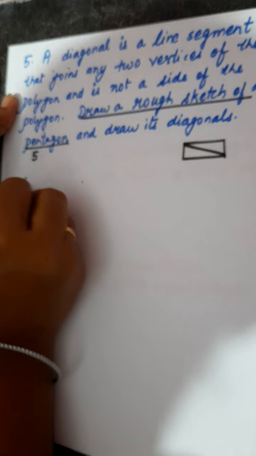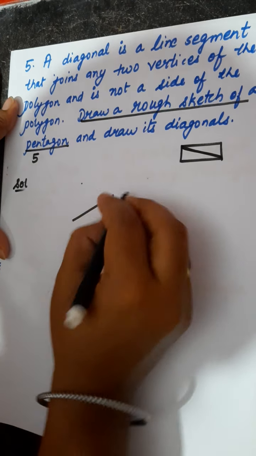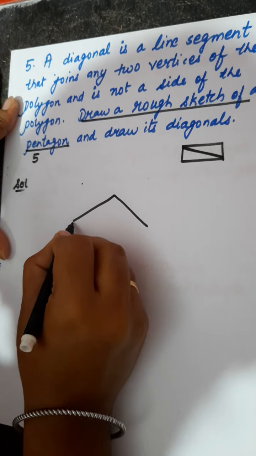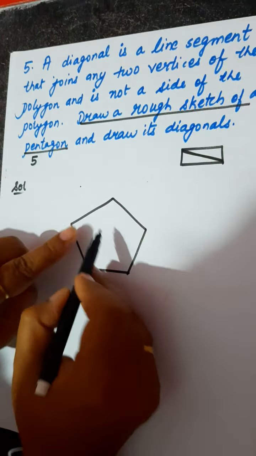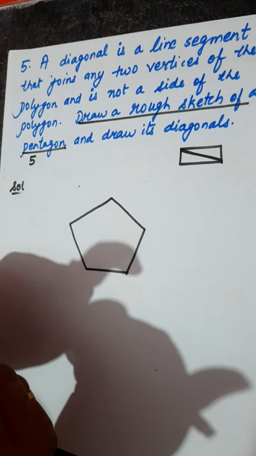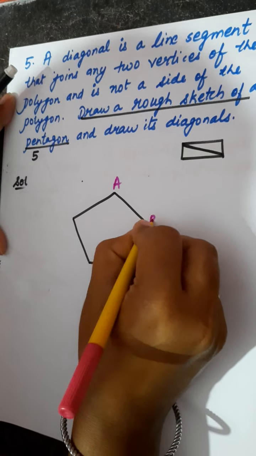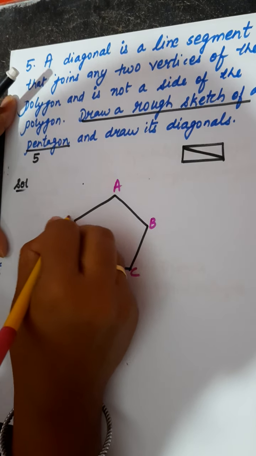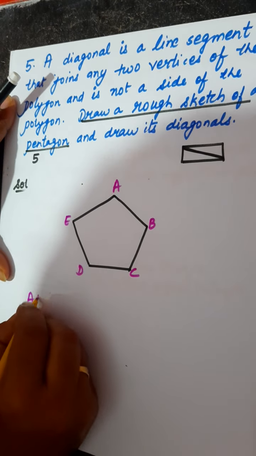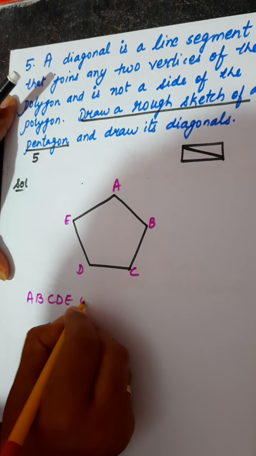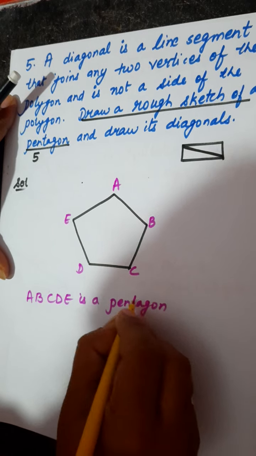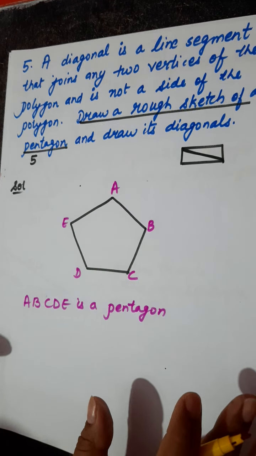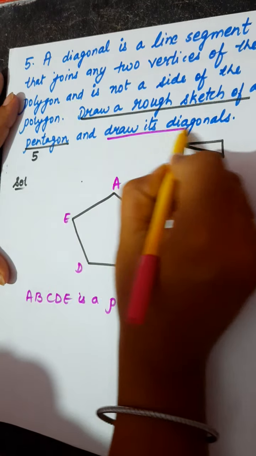So let me draw this pentagon with 5 sides. How many sides? 1, 2, 3, 4, 5. Here we have 5 sides. Let me name it A, B, C, D, E. So I will write: A, B, C, D, E is a pentagon. Here it is just written that you have to draw a pentagon. Regular is not given. Then draw its diagonals.